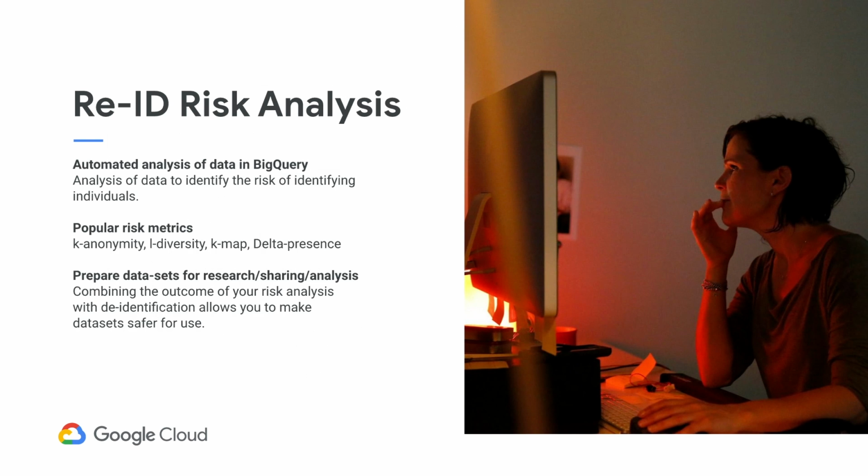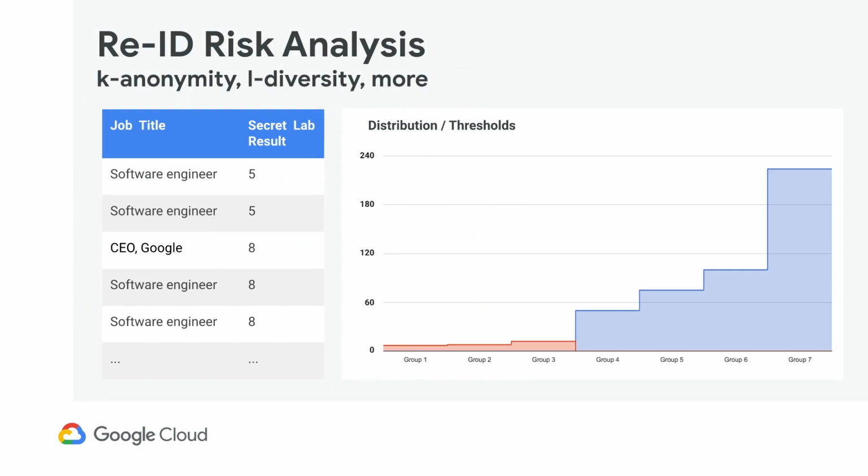The third core capability that DLP provides is what we call re-identification risk analysis. What this is actually looking at is large structured data sets to identify statistical outliers in the data that could increase the risk of re-identification for that data set. So we employ popular risk metrics like k-anonymity, L-diversity, k-map, and delta presence to do this. Now we're not going to go in depth on this today, but I did want to show you one example.